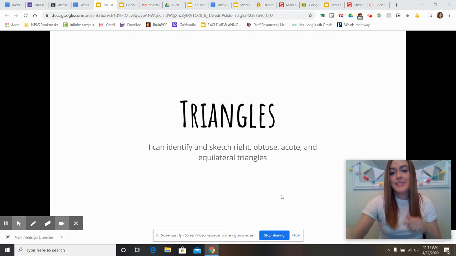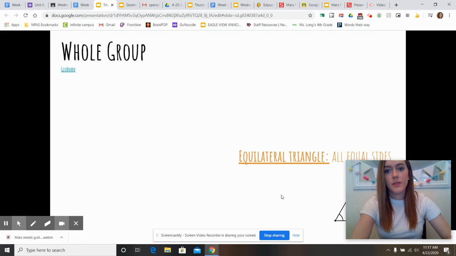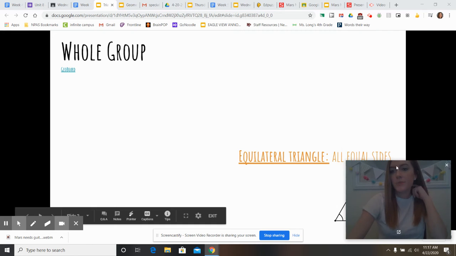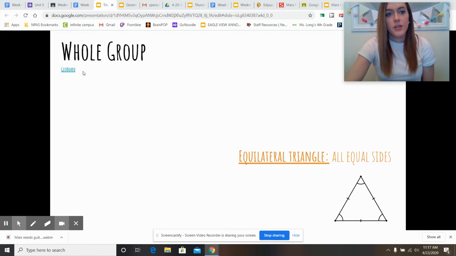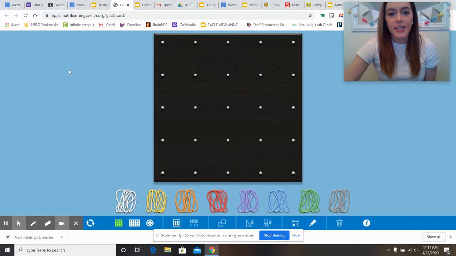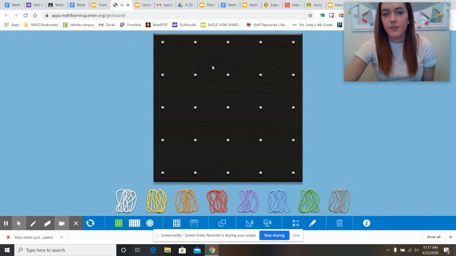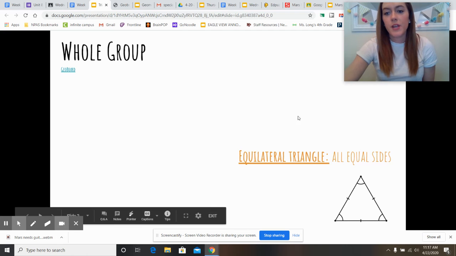So we're going to be able to identify what a right triangle looks like, what an obtuse triangle looks like, what an acute, and we've already gone over the term equilateral triangle. Now, there's a fun tool here that you'll be able to have access to when you look at the slideshow on your own. This is a geoboard. When you open it up, it'll take you to this where there's these fun rubber bands. You've played with these before, I'm sure. And you can try to make these types of triangles on your own geoboard. But we're going to go over each type of triangle right now.